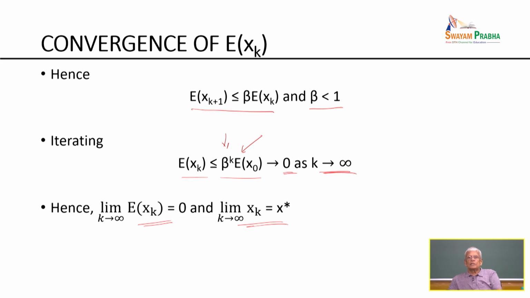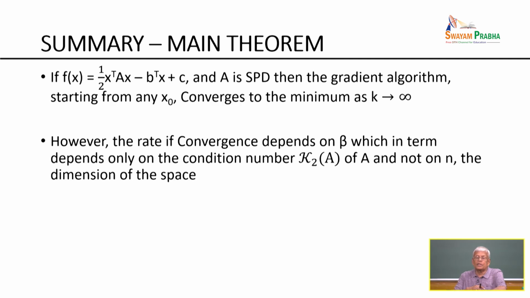Therefore, the iterative gradient algorithm, or the steepest descent algorithm, always converges. This I am going to include as a summary. This is the main theorem of this module. If f of x is 1/2 x transpose A x minus b transpose x plus c and A is an SPD matrix, then the gradient algorithm starting at any x naught, and any is important, converges to the minimum as k tends to infinity.